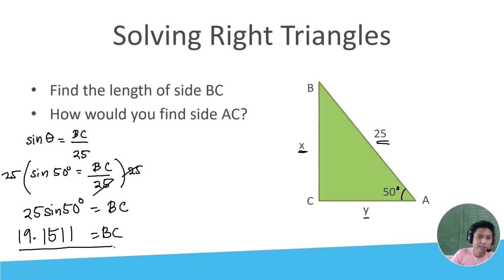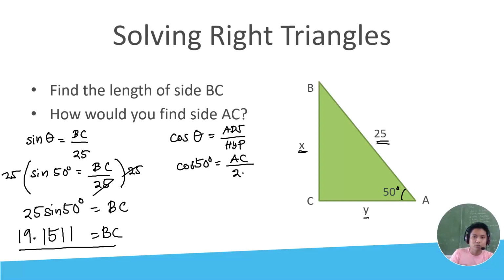1511, unitless. That's it. How do we solve for AC? For side AC, we can use the cosine function. Cosine theta is equal to what? Adjacent side divided by the hypotenuse. So if I substitute the given, cosine 50 degrees is equal to the adjacent side, which is the y, or let's say side AC, divided by the hypotenuse 25.